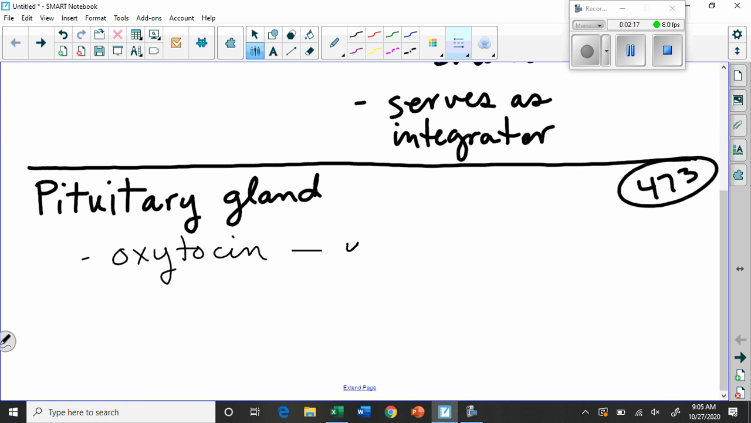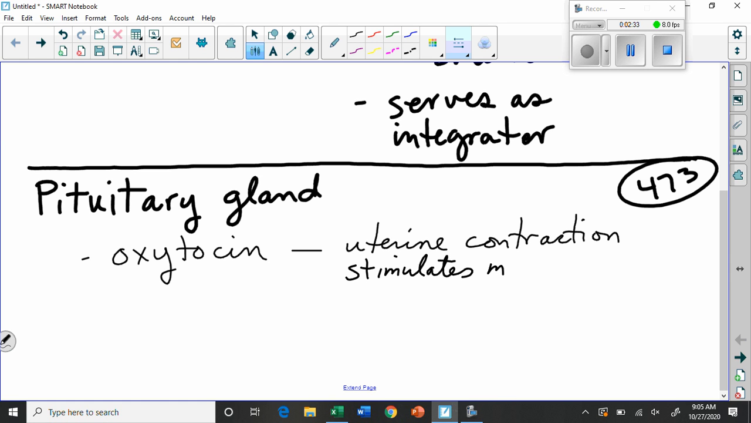It's uterine contraction during birth. And it also stimulates mammary glands to begin milk production. So oxytocin is an important one during pregnancy, obviously.